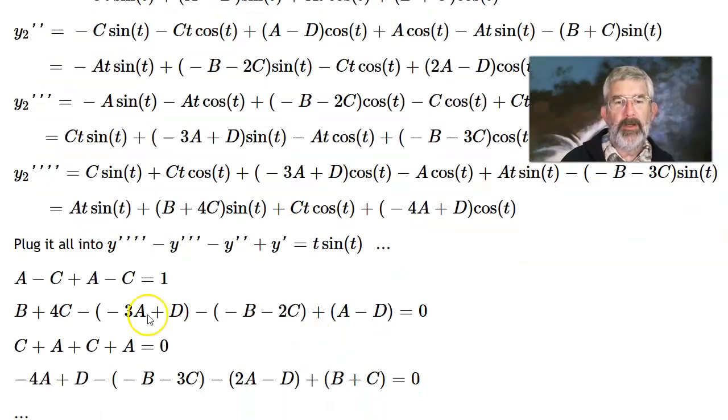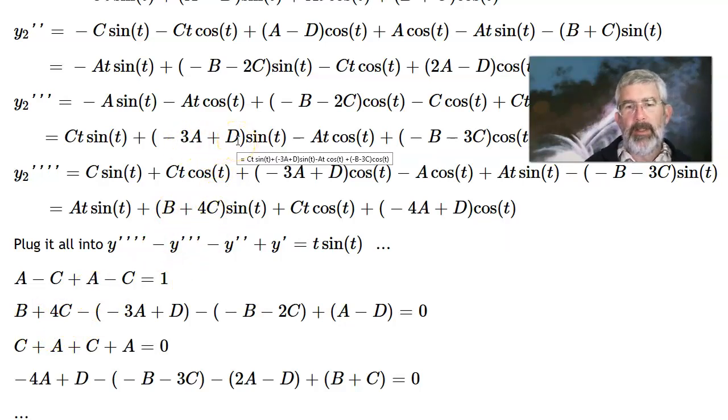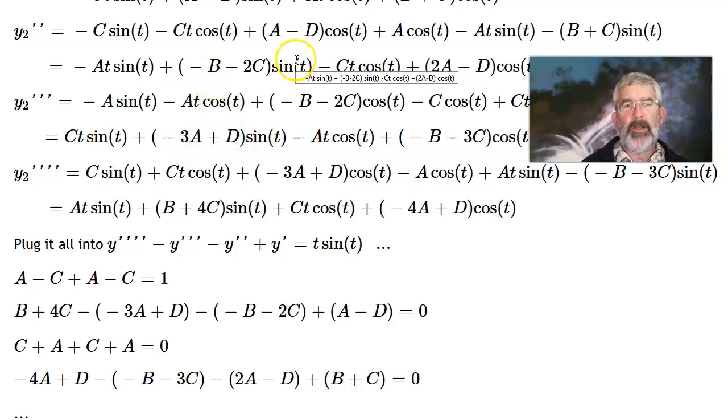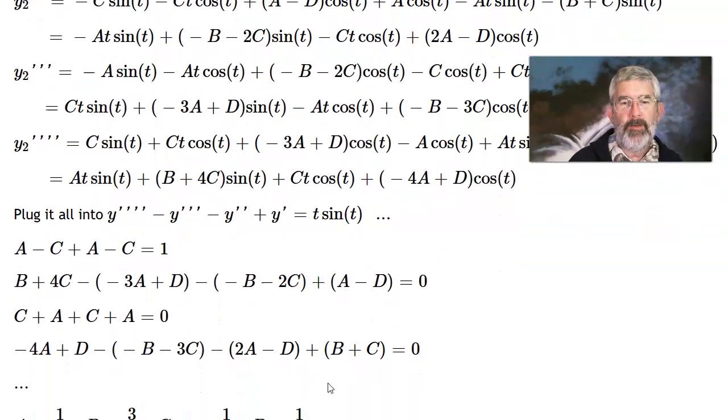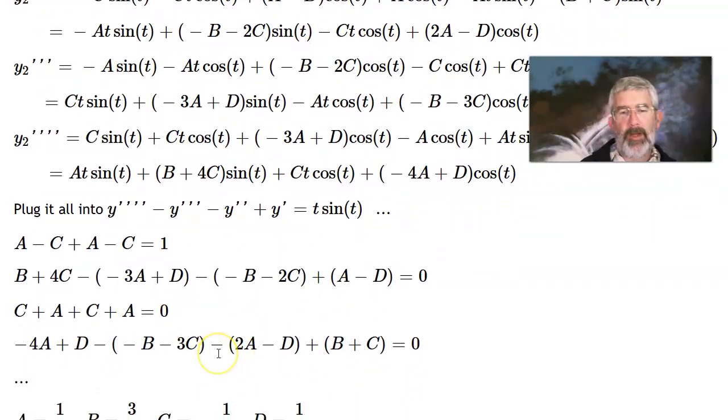The second equation here is looking at what's in front of sine. So there's a b plus 4c, that's right there. And then on the next one up, there's a minus 3a plus d, and I'm subtracting that one. And then I'm subtracting this one, and then I'm adding the one that's just off the screen here, that a minus t. So there's that equation. And likewise for the t cos t and for just the cosine. And each of those three, the coefficient has to be 0 because it doesn't appear up here. So what I have here is 4 equations in 4 variables, and I can solve them.